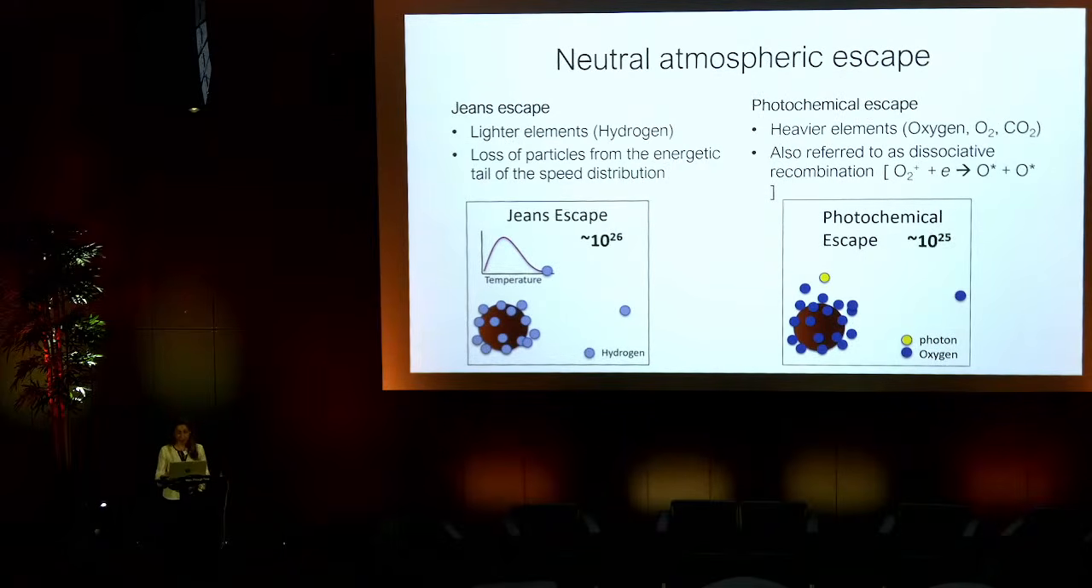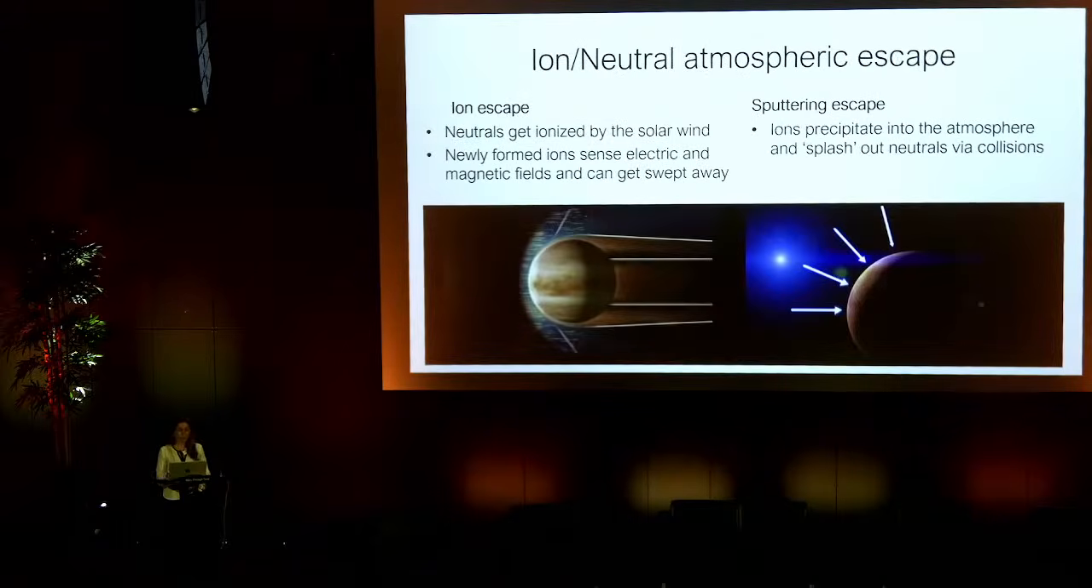Okay. So now, if we go on to more ion and neutral atmospheric escape, we have ion escape. That's when neutrals lose an electron because they get ionized by the solar wind, and then they can sense electric and magnetic fields and get swept away with that escape velocity. Sputtering is sort of like a solar cannonball. Basically, ions precipitate into the atmosphere and splash out neutrals.